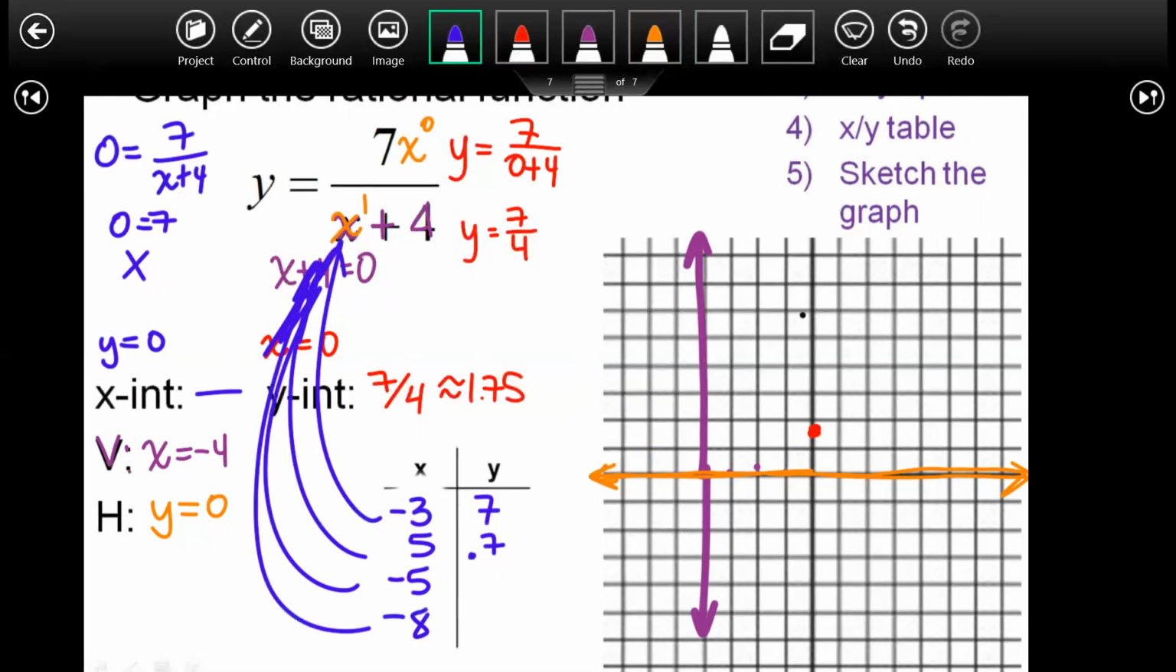You're just plugging it in. Do I need to show you guys? Like, this is just direct plugging in, guys. We're going to get -7, and at -8, what are we going to get?